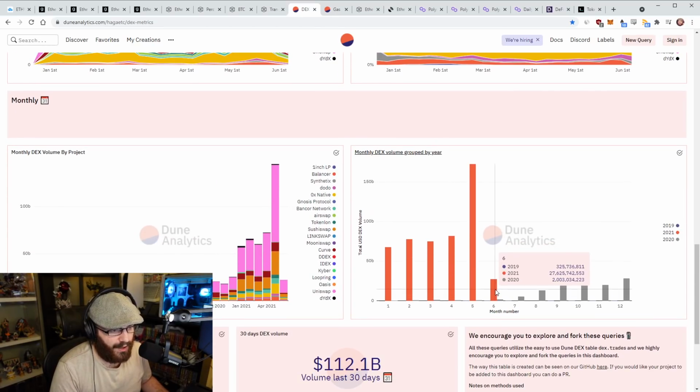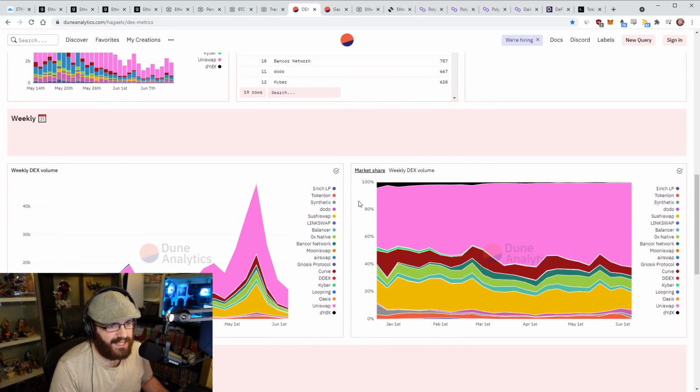And you can see here how dramatic the drop off has been too, where June has only had $27 billion worth of volume so far. June's probably going to be more in line with April, I would suspect, about 82 billion, whereas May is just going to be a massive outlier.